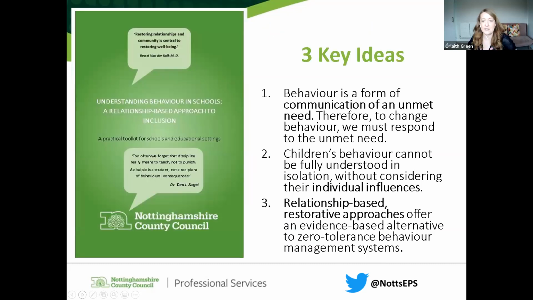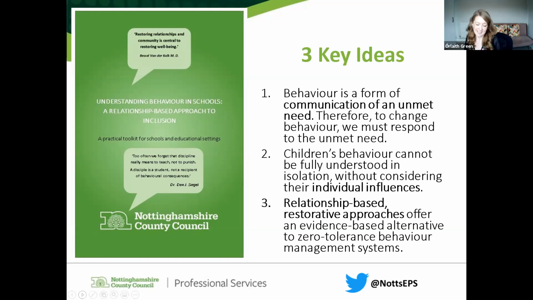So the initial position paper proposed three key ideas, which are the foundations of a relationship-based approach to inclusion in education settings. The first is that behaviour is a form of communication of an unmet need. And so in order to change behaviour, we must respond to the unmet need. We must understand what that unmet need is if we really want to change the behaviour.